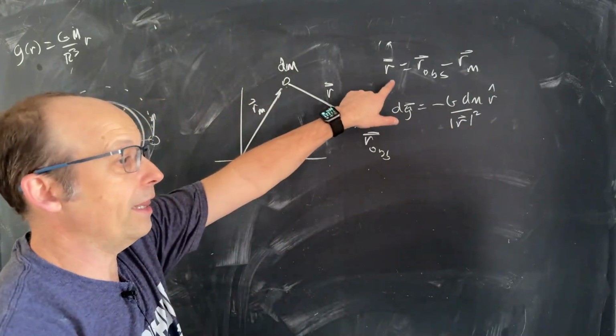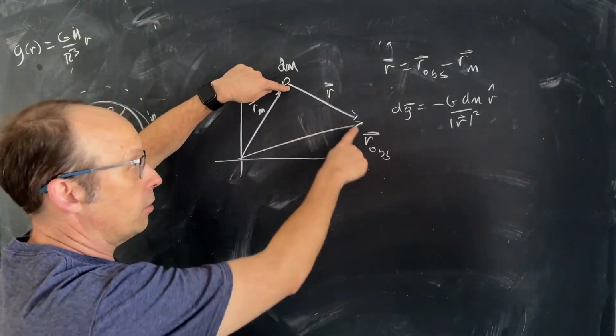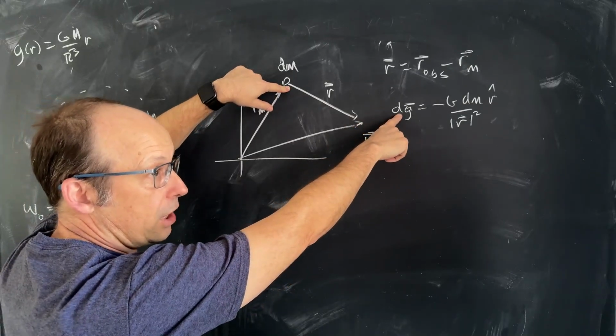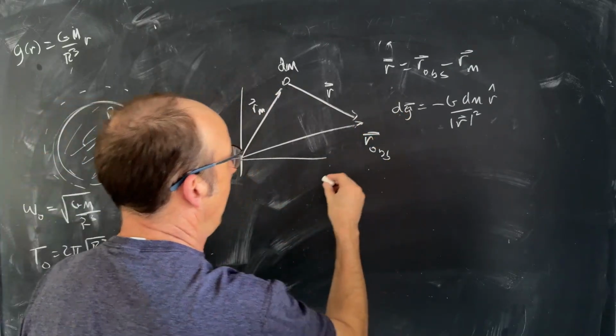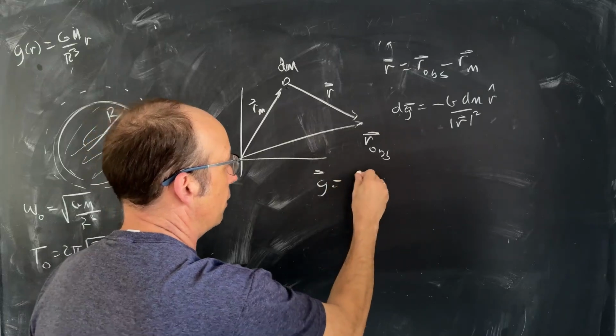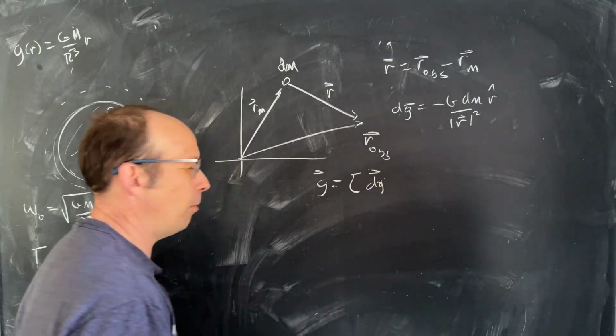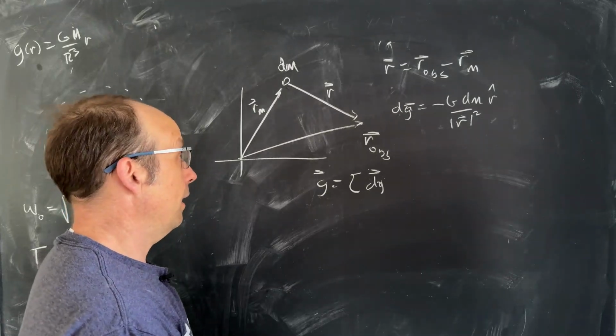So I need to find that vector r from each mass to my observation location, and then I can plug it in and find dg. And then my g is just going to be the sum of the dg's. I'm going to add up all my dg's. And that's what I'm going to do. Okay.